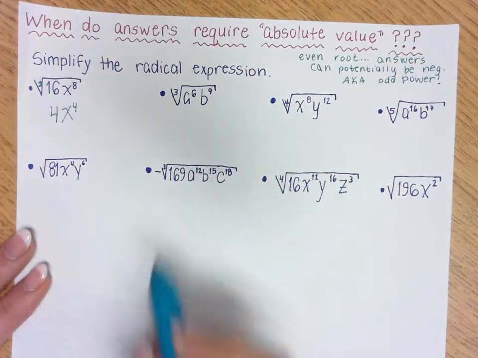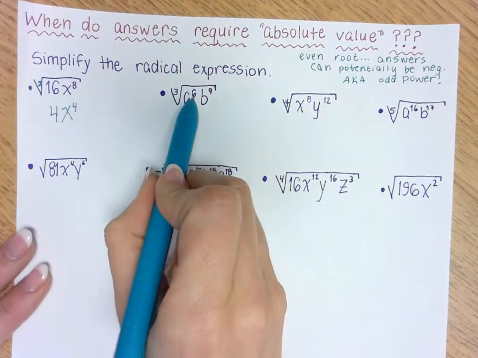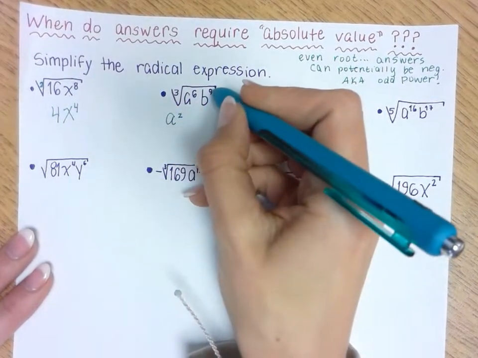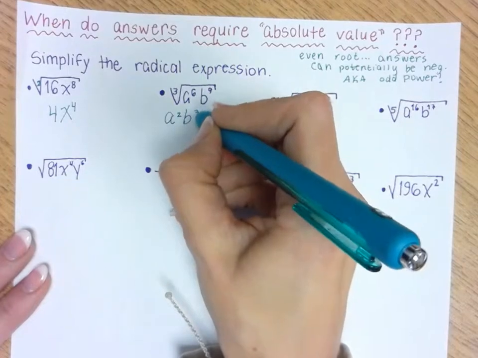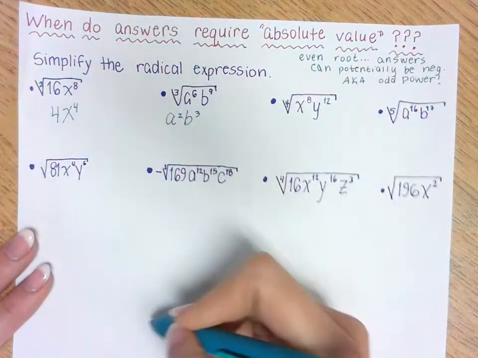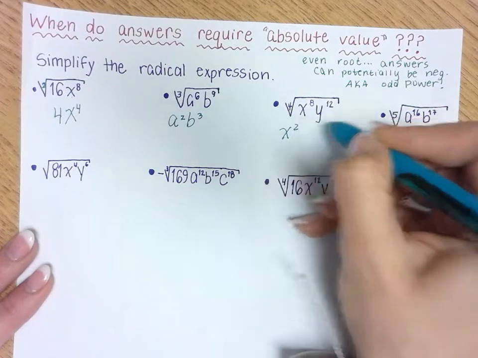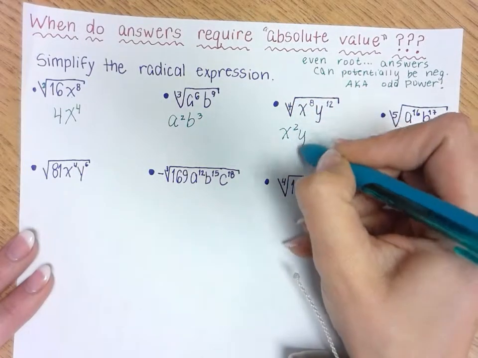So cube root of a to the 6, let's do our new trick, divide. 6 divided by 3 is a to the 2. 9 divided by 3 is b to the 3. Done. That's it. Fourth root, 8 divided by 4, 2. 12 divided by 4, 3.